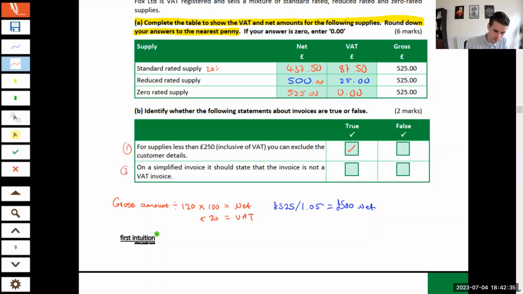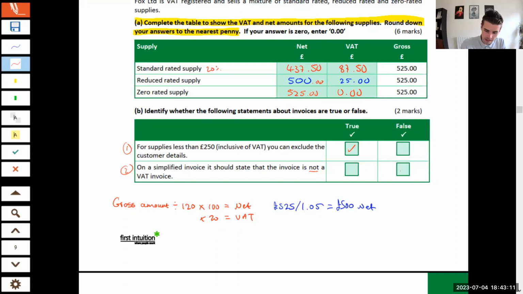Number 2, on a simplified invoice, it should state the invoice is not a VAT invoice. Okay, is that true or false? Well, it's a simplified invoice, but does that mean that it's not relevant to do with VAT? I don't think that's the case, is it? It's not the purpose of a simplified invoice. We're not saying that if I make a simplified invoice, I can just completely disregard that. No, that's not the case, is it?